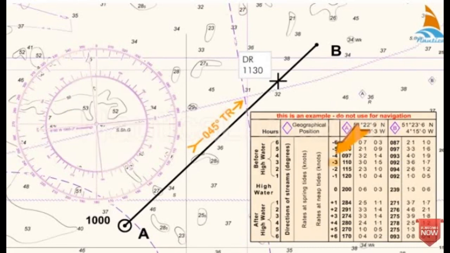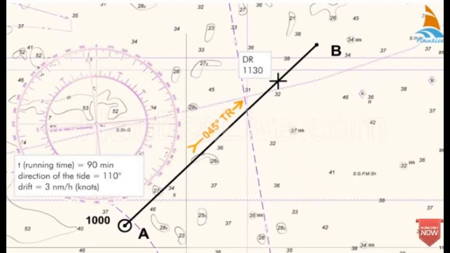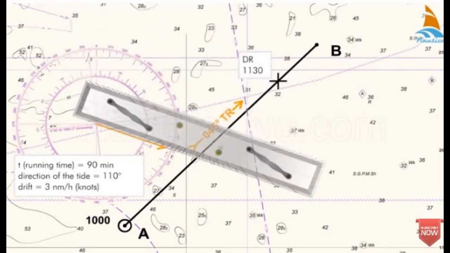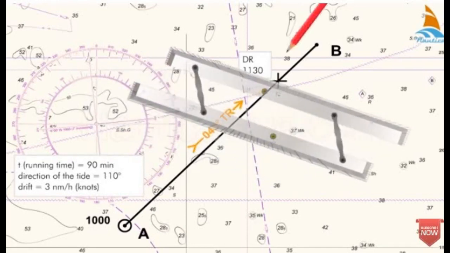Let's assume that at that time the set is 110 degrees, which means that the direction of the tide is towards 110 degrees and the drift is 3 knots. To apply the set, direction of the tide on the 11:30 dead reckoning DR position, we place the parallel ruler on the 110-degree line of the compass rose and transfer that line to the DR position.